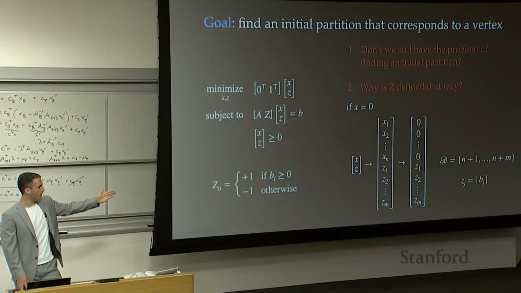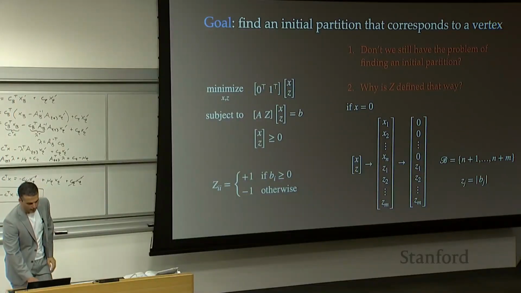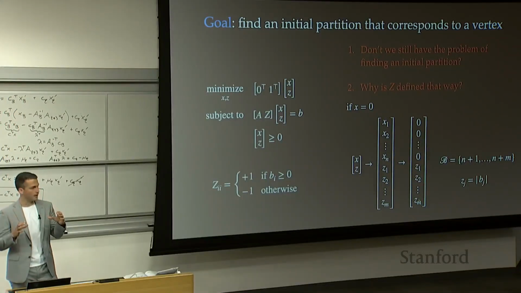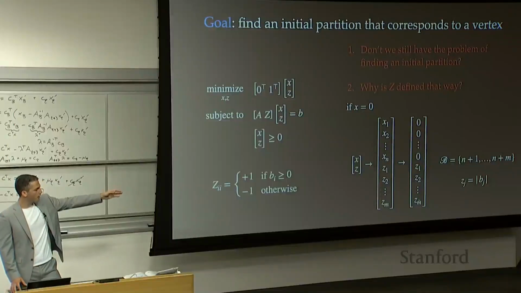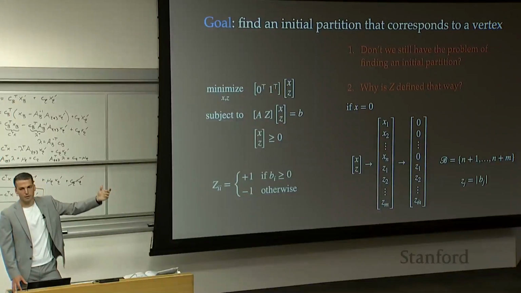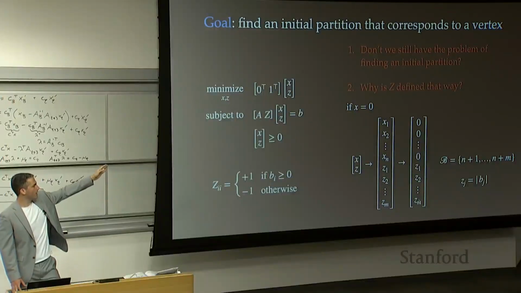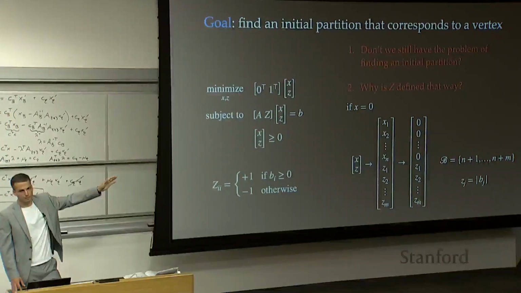Okay, so our basis here would be n plus 1. It's n plus 1 because we have n components, so the next component, the first z component, has index n plus 1, up to n plus m, the last component of z, the last index. So that's our basis here, and then we can just initialize that z_j is equal to the absolute value of b_j. And this would give us an initial partition because it satisfies our Ax plus z equal to b constraint.